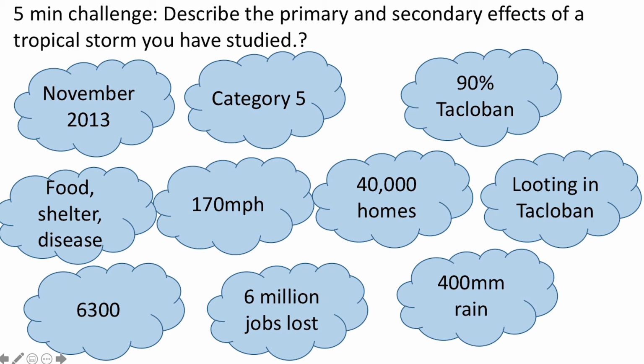November 2013, Category 5, 90% of Tacloban, looting in Tacloban, 40,000 homes, 170 miles per hour, food, shelter, disease, 6,300, 6 million jobs lost, and 400 millimetres of rain. Pause here and draw a table. General facts, primary effects, and secondary effects.